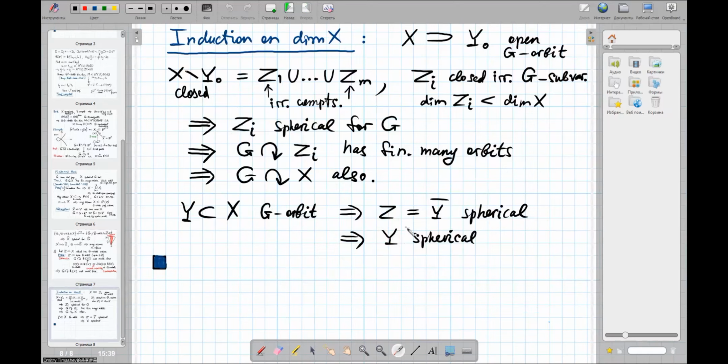So the picture is like this. Let me draw a picture. Maybe it will be more clear. I think you get it a little bit.